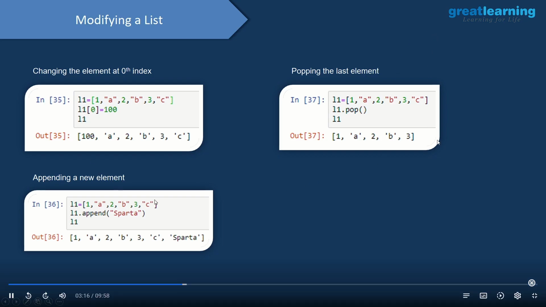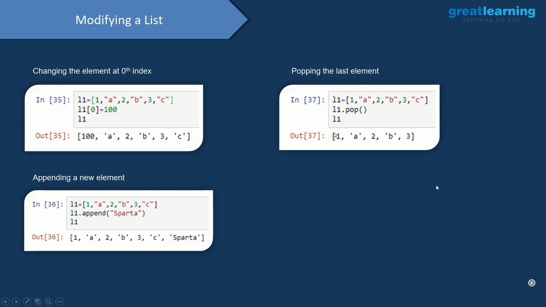Now similarly, if you want to add an element at the end of a list, we can use the append method. So I'll type in L1.append and I am appending this new word Sparta into this. Or similarly, if I want to pop out the last element, we can use the pop method. So over here you see that C is the last element, and when I use the pop method on top of this list, I'm able to pop this element out. So we see that once C is popped out, we've got 3 as the last element.